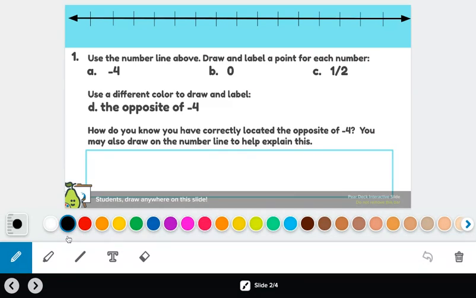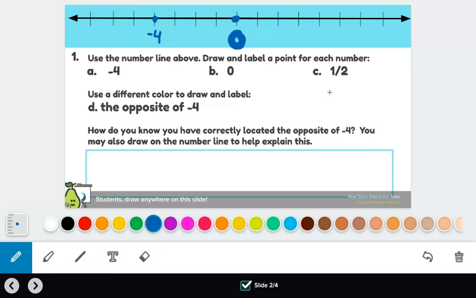Here we have a number line, and it's asking you to mark these numbers. First we're going to start with -4. Actually, first I would put 0 right here, and draw the point there. If that's 0, then this would be -1, -2, -3, -4 over here, just counting to the left of 0. So this would be -4.